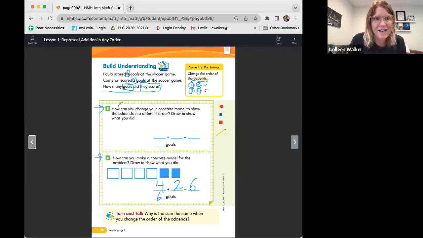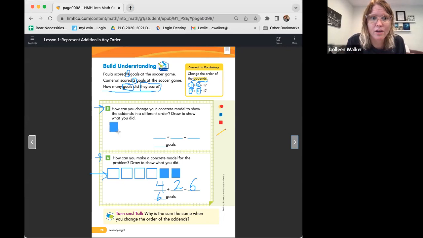So part B says, how can you change your concrete model to show the addends in a different order? So see how we drew this picture? They want us to switch the order of the addends. That just means instead of having 4 first and then 2, they want us to have 2 first and then 4. So let's go ahead and draw that. So we're switching the order of our addends. So instead of 4 plus 2, we're going to do 2 plus 4.